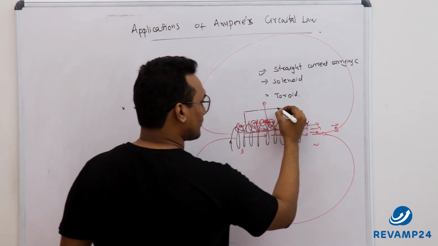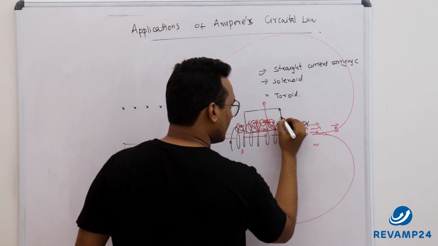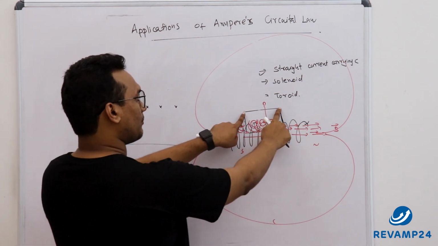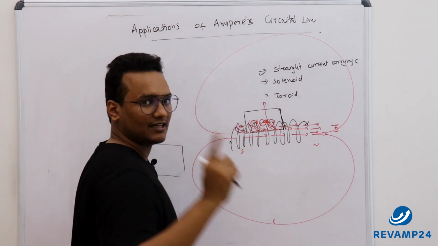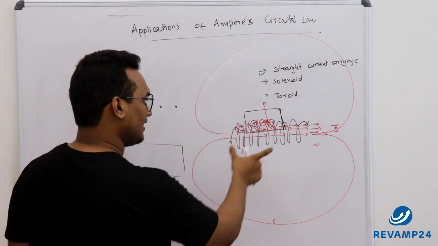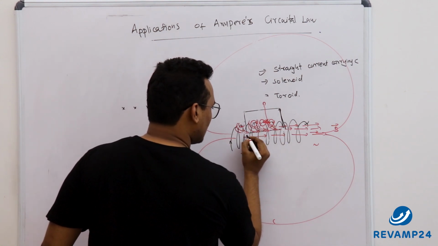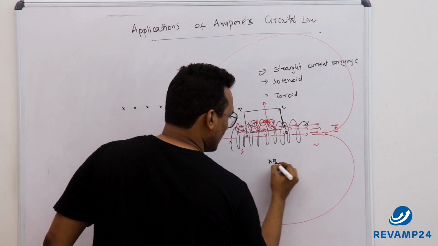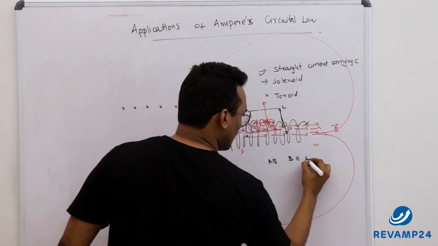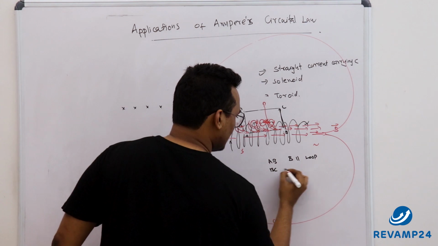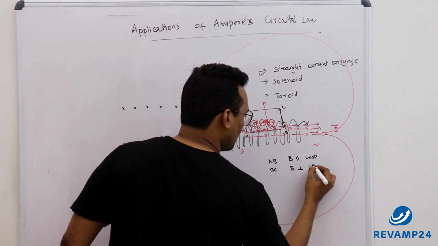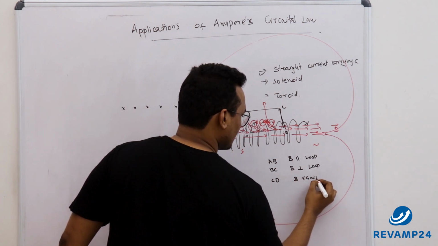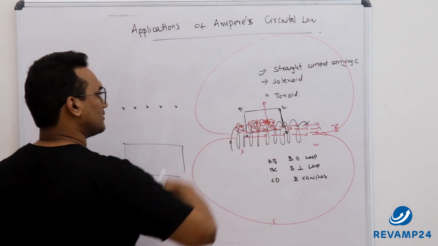But what is the case here? Here B and the loop are perpendicular, so that is also fine. In the third case, B vanishes. B is 0. So all the cases are there. I will take A, B, C, D. In AB, B is parallel to the loop. In BC, B is perpendicular to the loop. And in CD, B vanishes. All the conditions are there, so this is an Amperian loop.